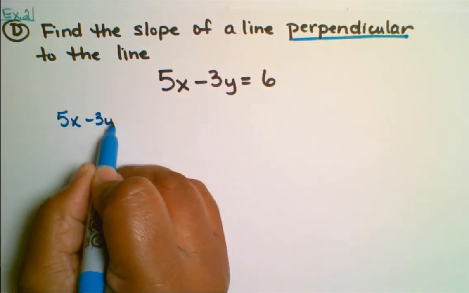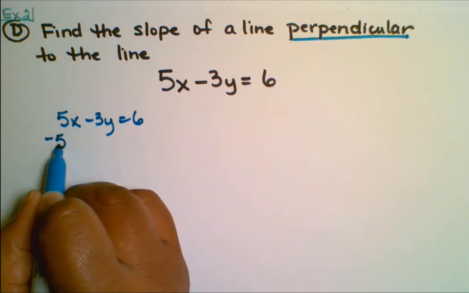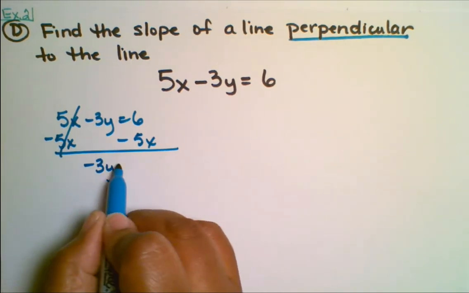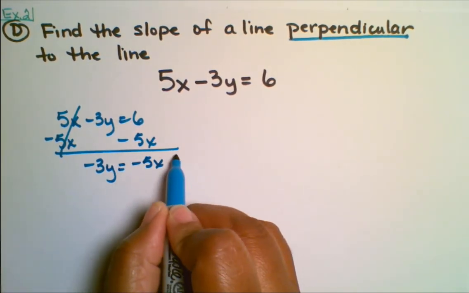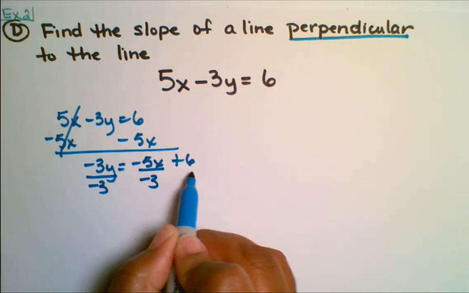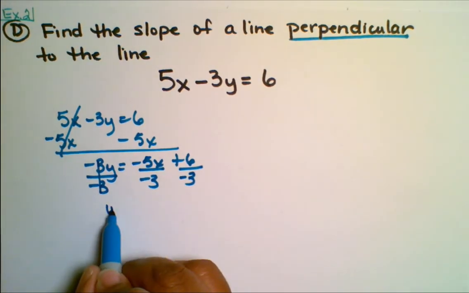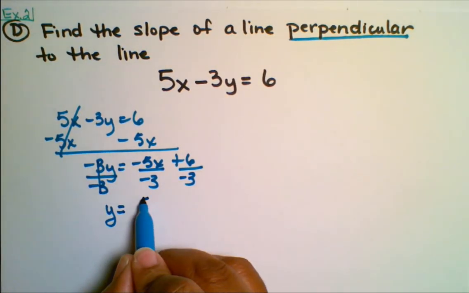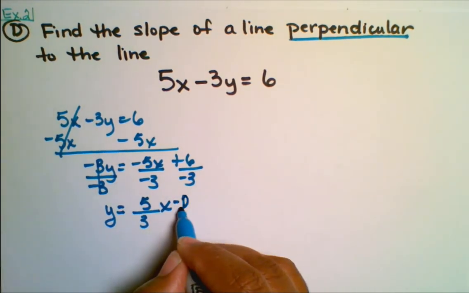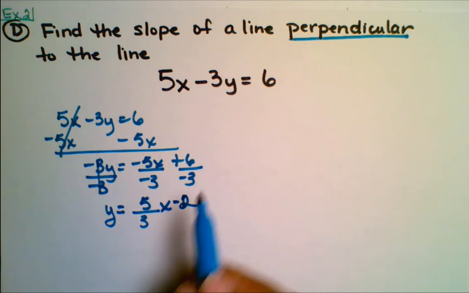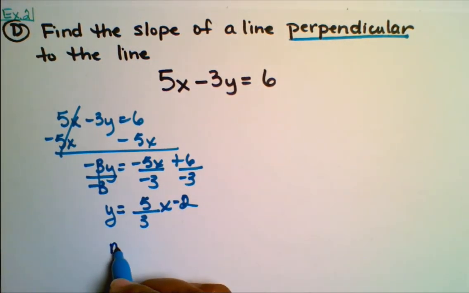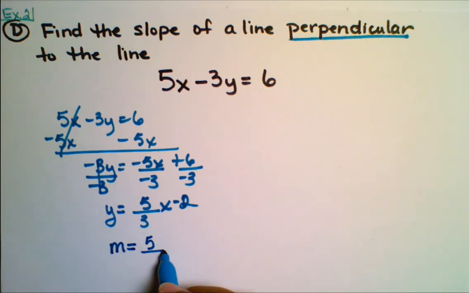5x minus 3y is equal to 6. Subtract 5x to both sides. We have negative 3y is equal to negative 5x plus 6. Then we're going to divide by negative 3. And we have y is equal to positive 5/3 x minus 2, because 6 divided by negative 3 is negative 2. So this equation, its slope is 5/3.